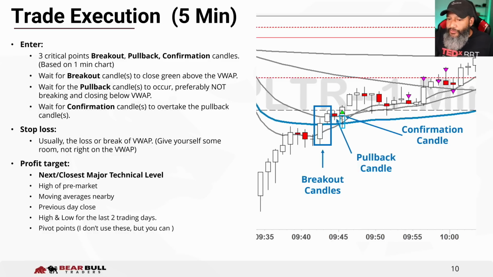So at this point, you do not want to jump in until the confirmation candle, which is this one here, takes over the pullback, and mainly the pullback, right? It can take over the breakout candles too, but mainly the pullback candle. You want this red candle to kind of be overtaken. I didn't want to use engulf because engulf could be a little bit tricky, but you want it to overtake the pullback candles, and that's where your entry is going to be, right?